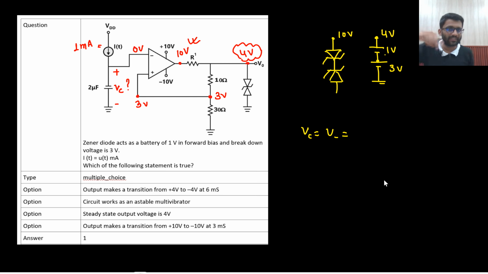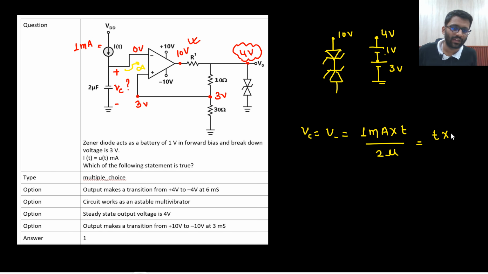This capacitor is being charged. How is it being charged? With a constant current, because this will drive 0 ampere current, right? So it is being charged with a constant current. What is that? I·t by C: 1 milliampere into time t, divided by C, that is 2 microfarad. So t into 10 to the power 3. This is how it is being charged.